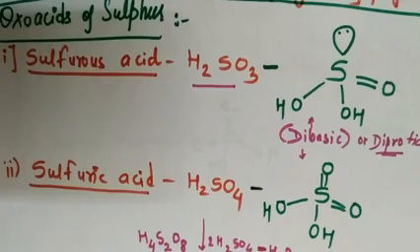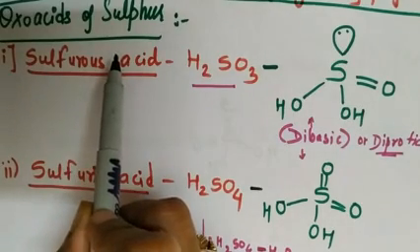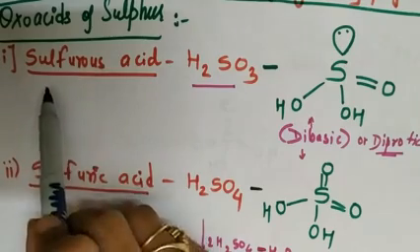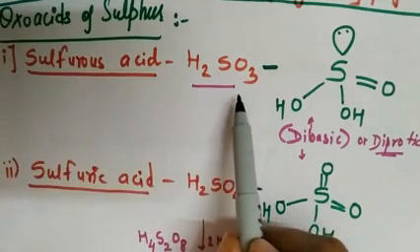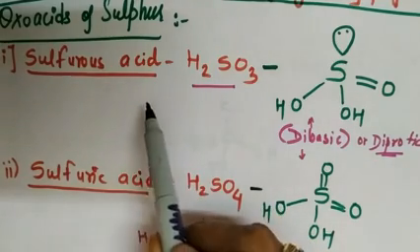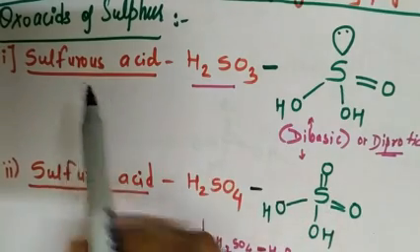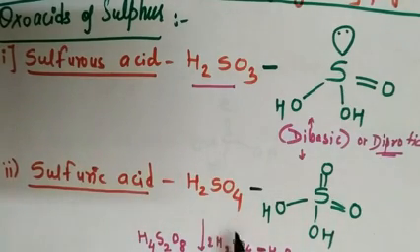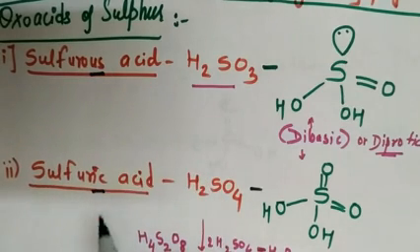Hello dear students. In the last class we were discussing oxo acids of sulfur, in which we had seen about sulfurous acid, H2SO3 is its formula. The difference between sulfuric acid and sulfurous acid: H2SO3 is sulfurous and H2SO4 is sulfuric, the OUS suffix and the IC suffix.